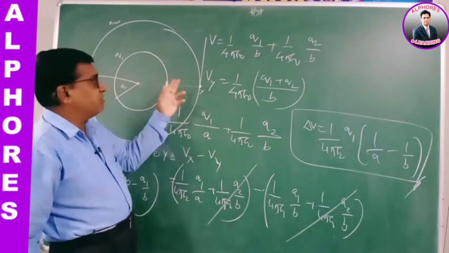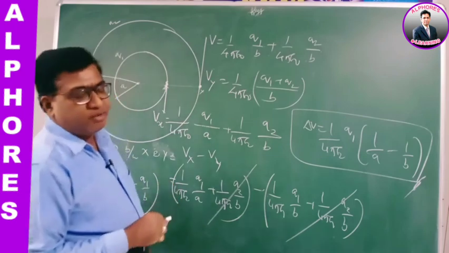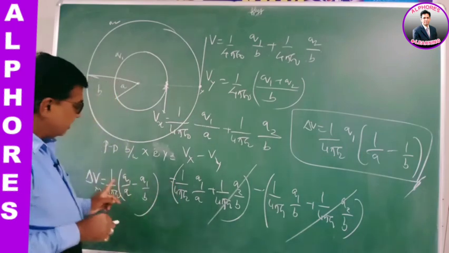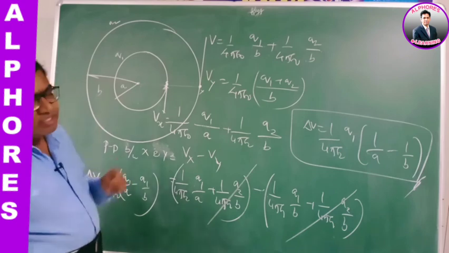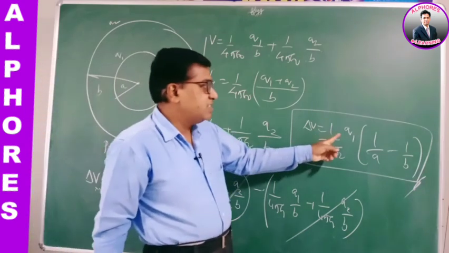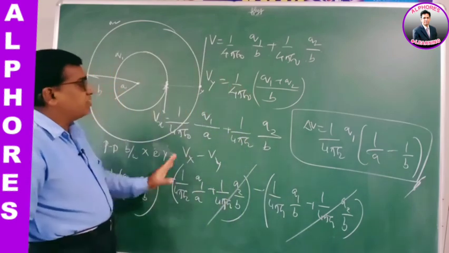First, the potential difference between these 2 points is V. Now, when extra charge is given to the outer sphere 3q, then what is the potential difference? The potential difference between these 2 points is independent of the outer charge, the charge on the outer sphere. It's Q1 into 1 by A minus 1 by B. So, this way you can find out the potential.